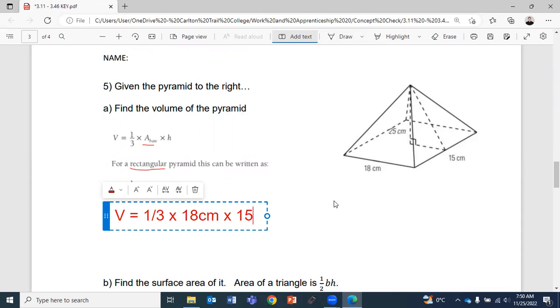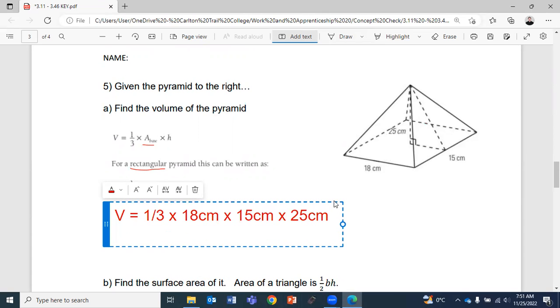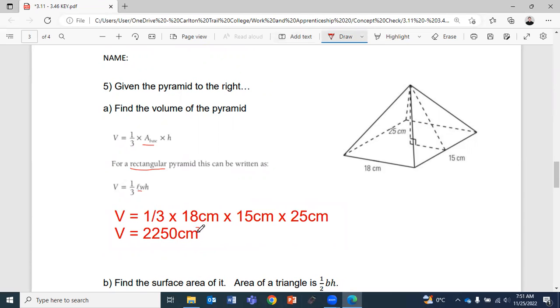18 centimeters times 15 centimeters times 25 centimeters, which is my height. That's it. I punch that into my calculator, use the fraction button. So 1/3 times 18 times 15 times 25. My volume here is 2,250 centimeters cubed. Okay, for this 18 and 15 centimeters, it doesn't matter if you used 15 here and 18 here. All that matters is that you have the numbers from the base of your shape. It does not matter the order there.